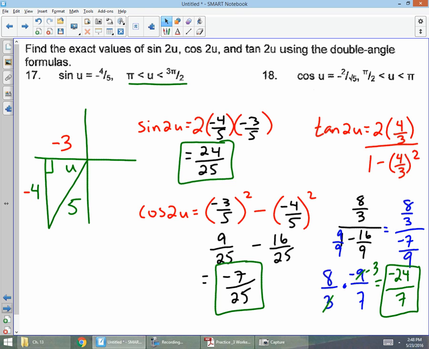I'm going to let you get a head start here on drawing the triangle for the cosine for number 18. Cosine of u equals negative 2 over the square root of 5. Cosine is adjacent over hypotenuse, and you're going to be drawing that in quadrant 2.